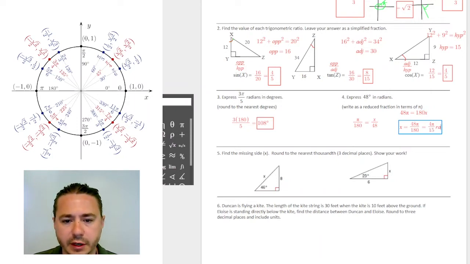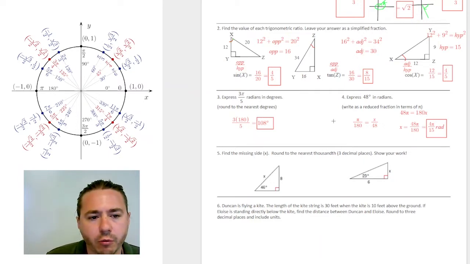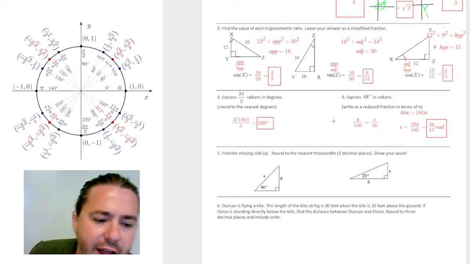And that's in radians. Okay, so that's how you convert radians and degrees. Let's take a look at number 5. It says find the missing side x. So this is where we're going to set up an equation like we did in number 2, except we'll be looking for a missing side. We'll be actually solving for x here.